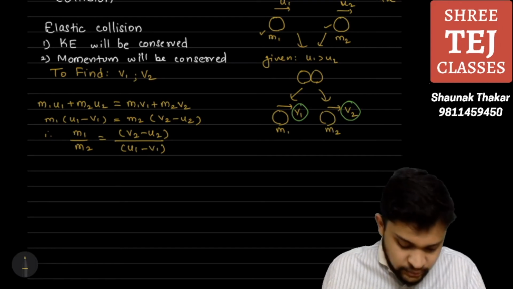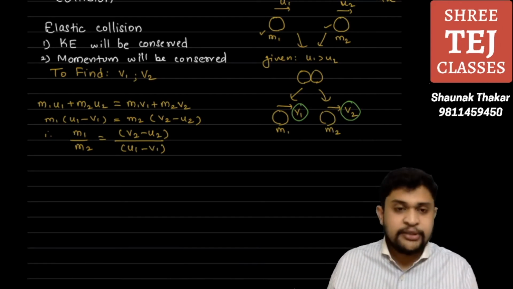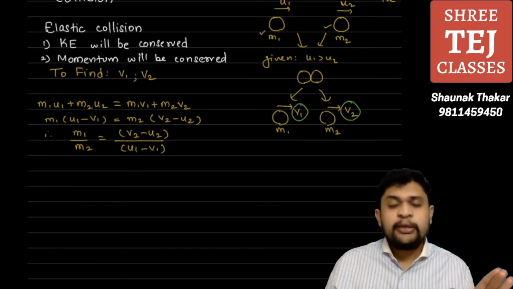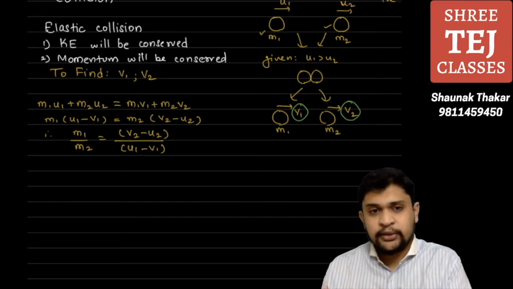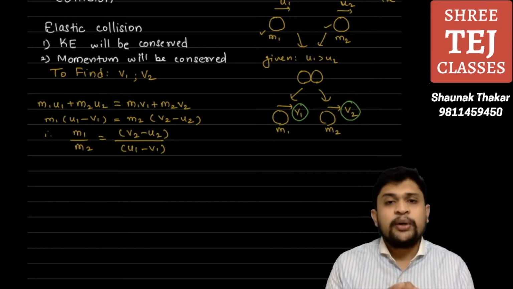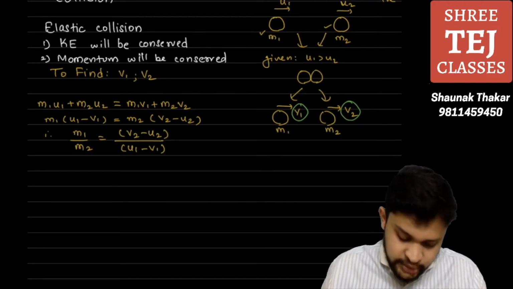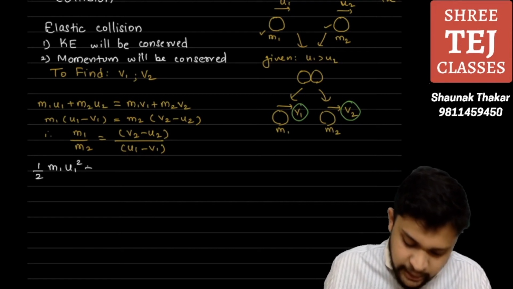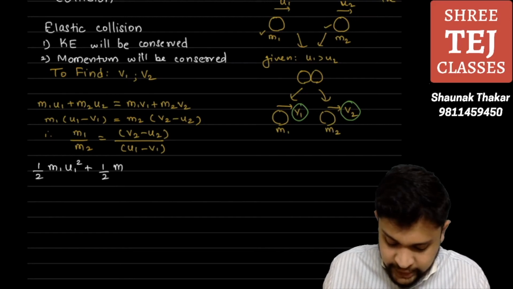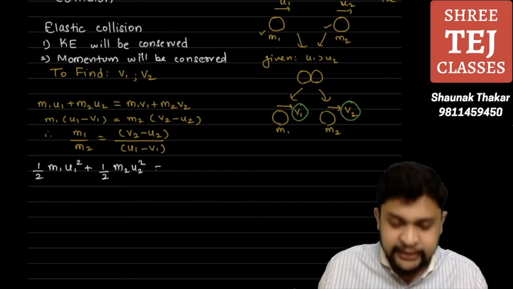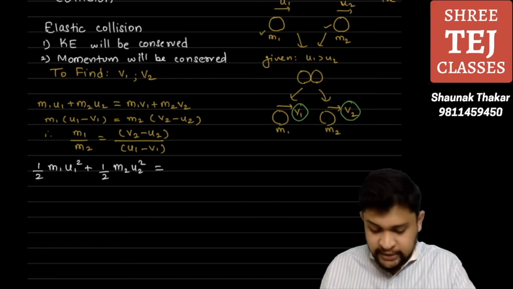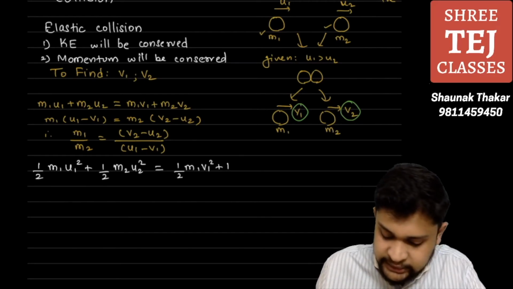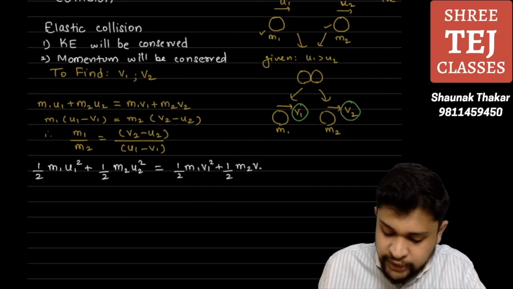Now let us move to the second part, which is conservation of kinetic energy. That means total kinetic energy initially will be equal to total kinetic energy after the collision. So let us write the expression for total kinetic energy before collision. That will be half m1 u1 square plus half m2 u2 square, and that is now equal to the final kinetic energy. The expression would be half m1 v1 square plus half m2 v2 square.